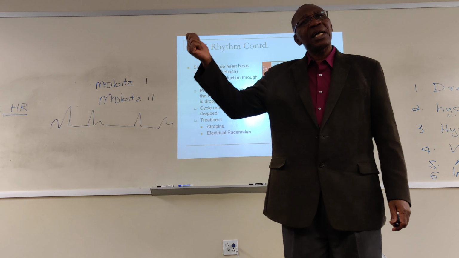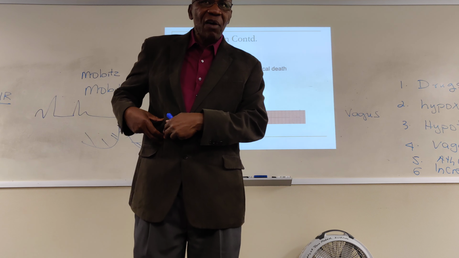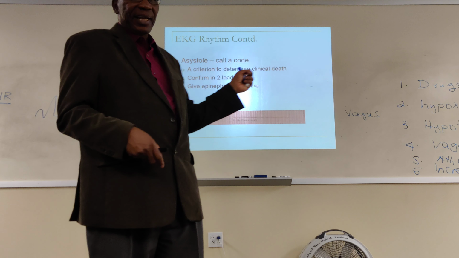Asystole means that there is no more electrical activity inside the heart. Everything is gone. So that would mean that the patient is dead. So if you are doing resuscitation and you see asystole, you don't just walk away, okay? The first thing you do is you want to make sure that you confirm the asystole in another EKG lead. Because sometimes when an electrode comes off, it will make you have a straight line.